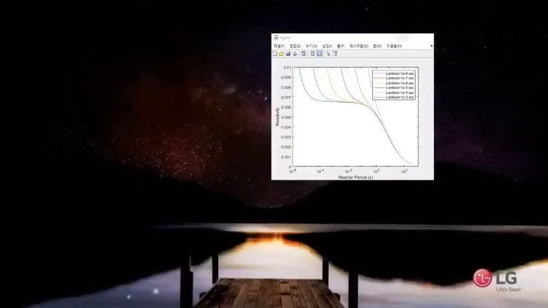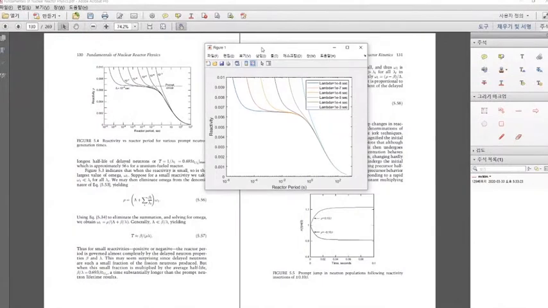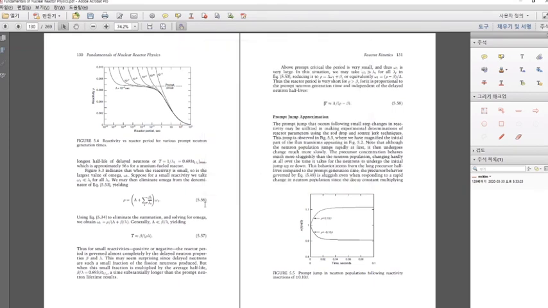And I hope that you are also able to find exactly the same curve, or say you are able to find solutions for a given prompt generation time and reactivity, and also understand their relation.